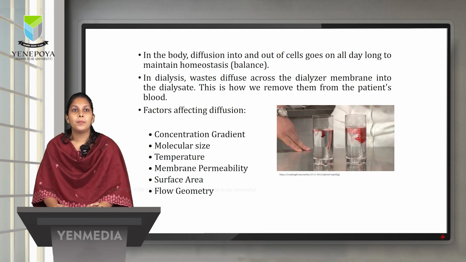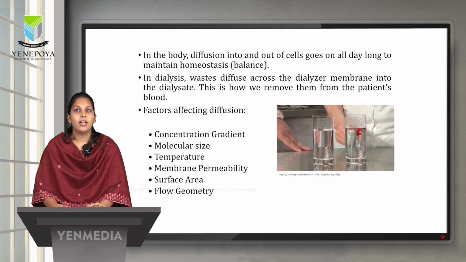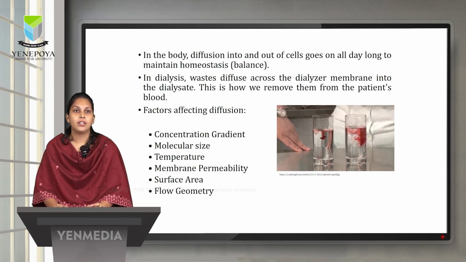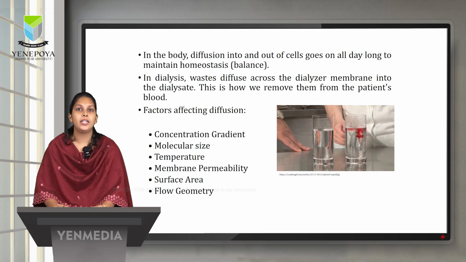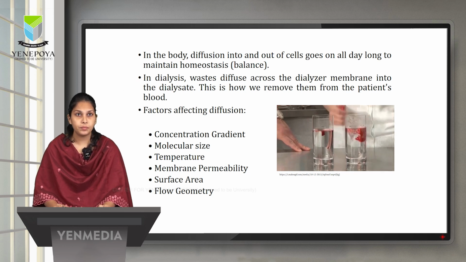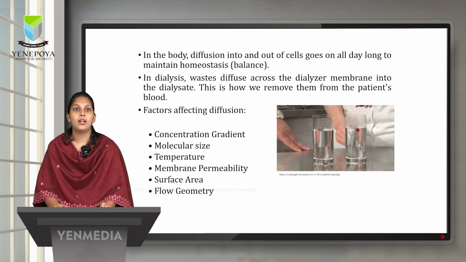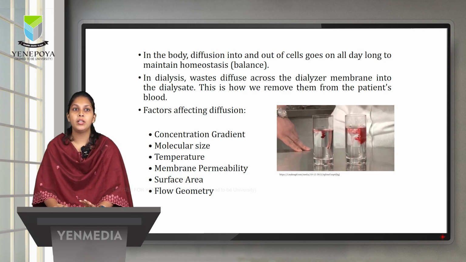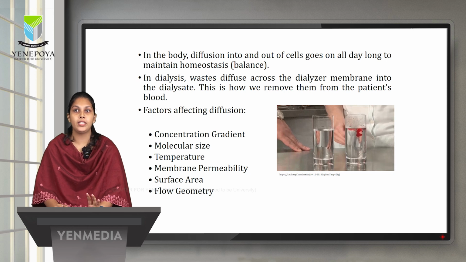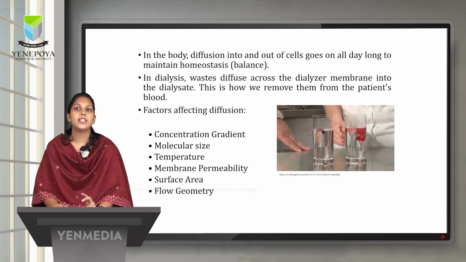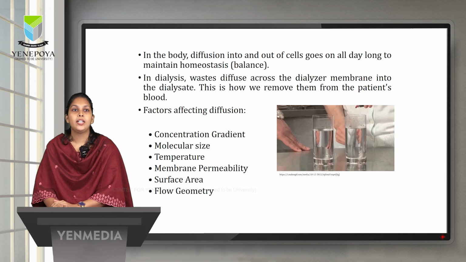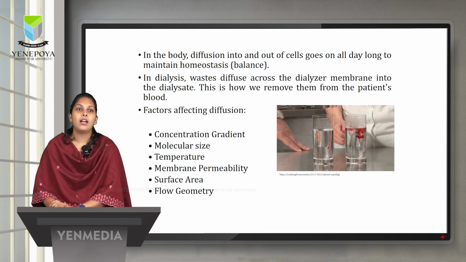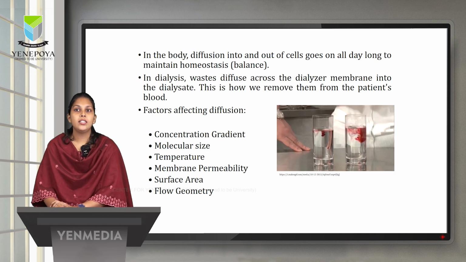The next one is membrane permeability. A membrane with more pores allows faster diffusion. Membrane permeability considers the number of pores, pore size, the design and the thickness. All of this matters for membrane permeability. A membrane's thickness and design also affect the diffusion rate. The next one is surface area. A larger surface area allows more diffusion.